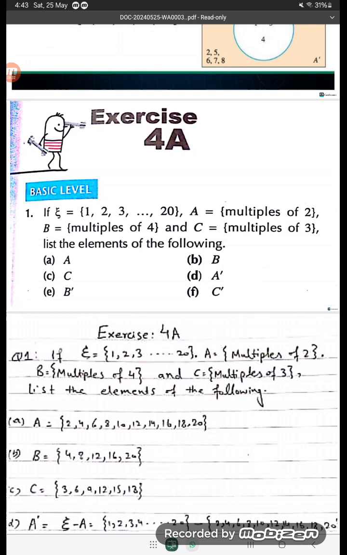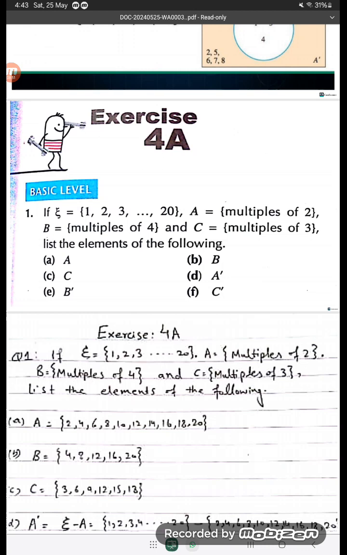U is 1, 2, 3 to 20. A, the multiples of 2, is 2, 4, 6, 8, 10, 12 and so on. B, the multiples of 4, is 4, 8, 12, 16 and 20. C, the multiples of 3, is 3, 6, 9, 12, 15 and 18.